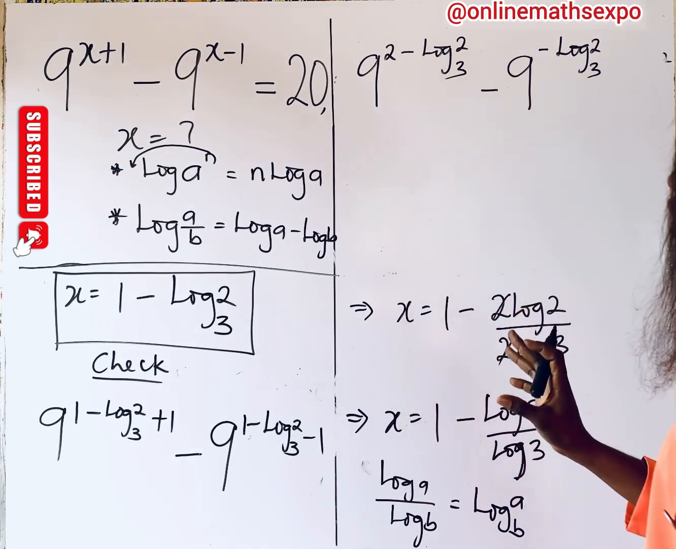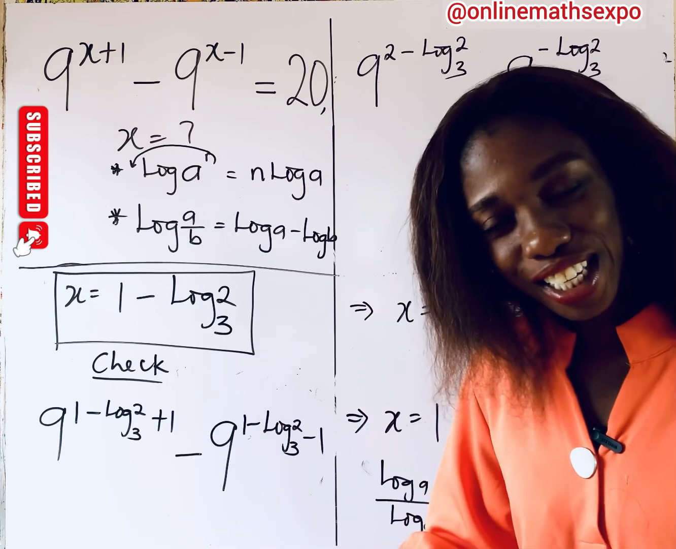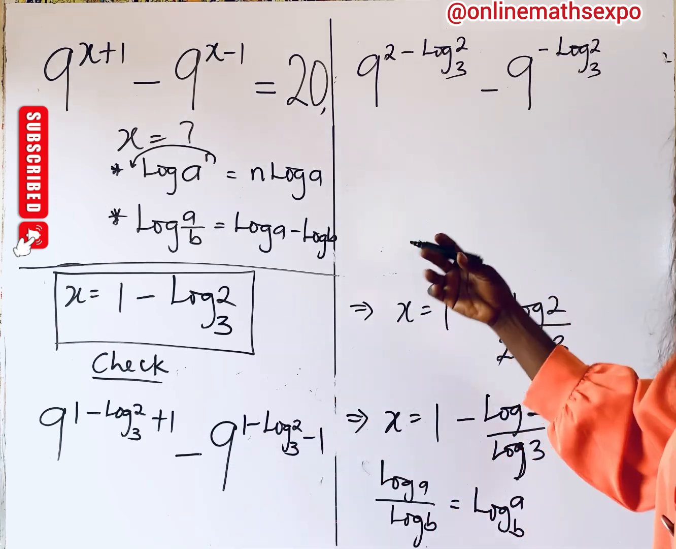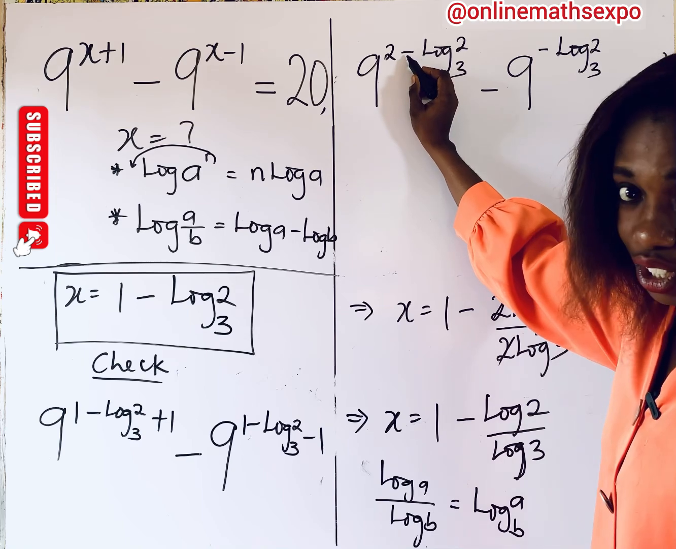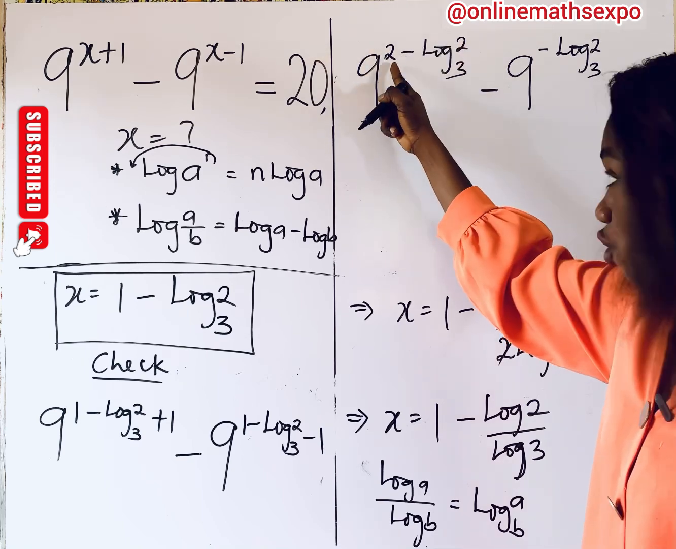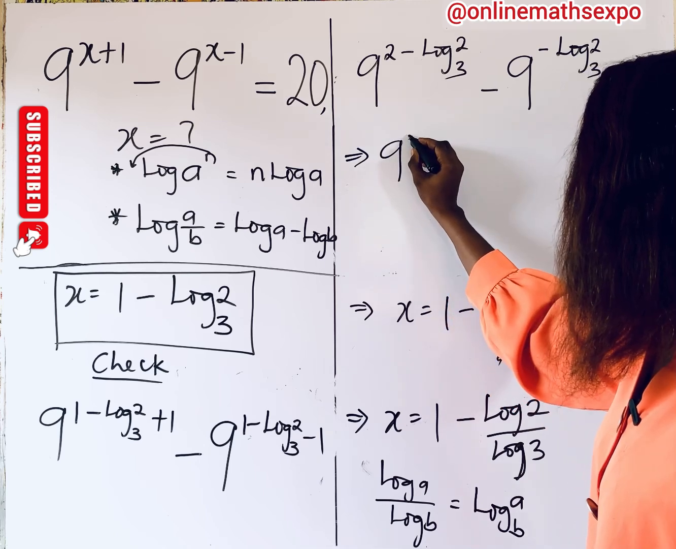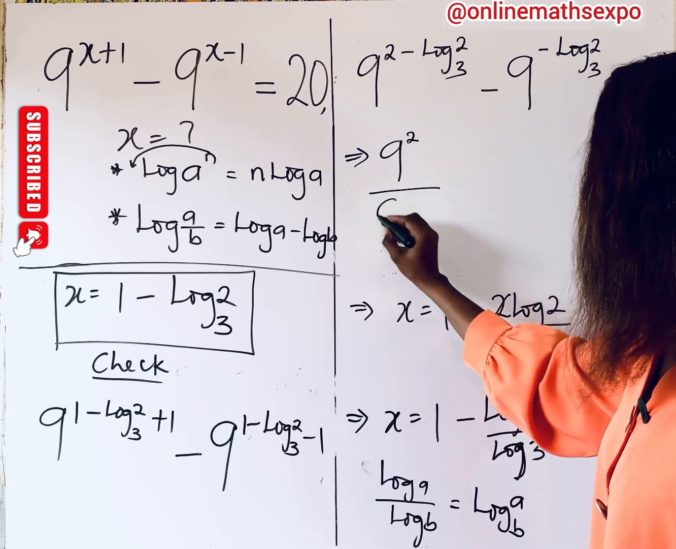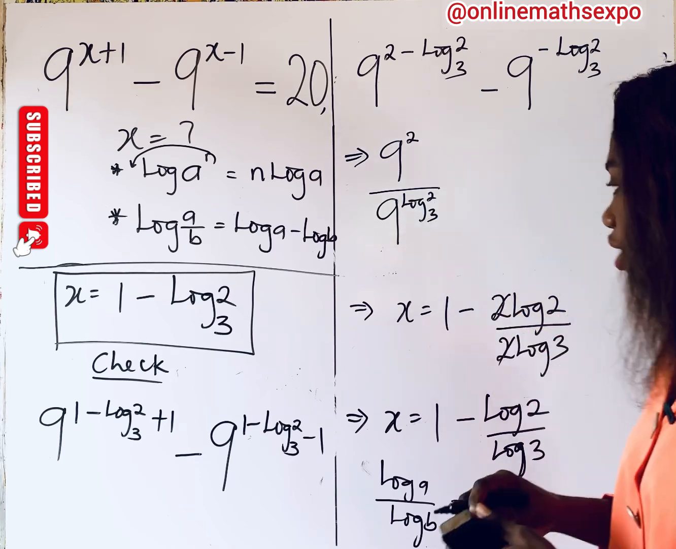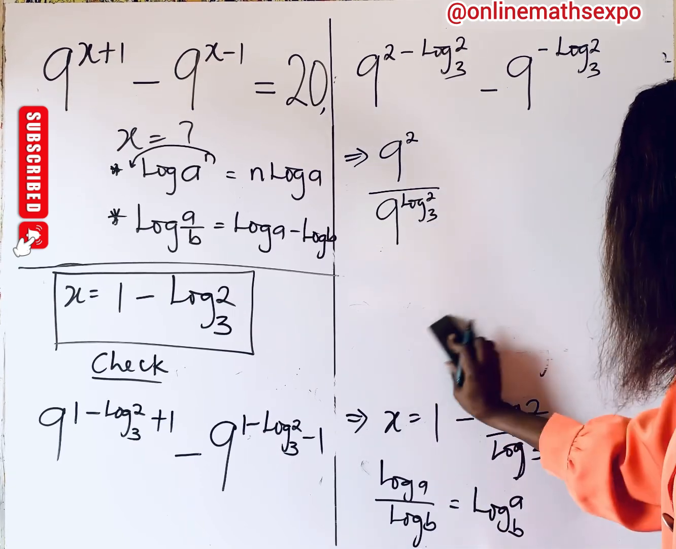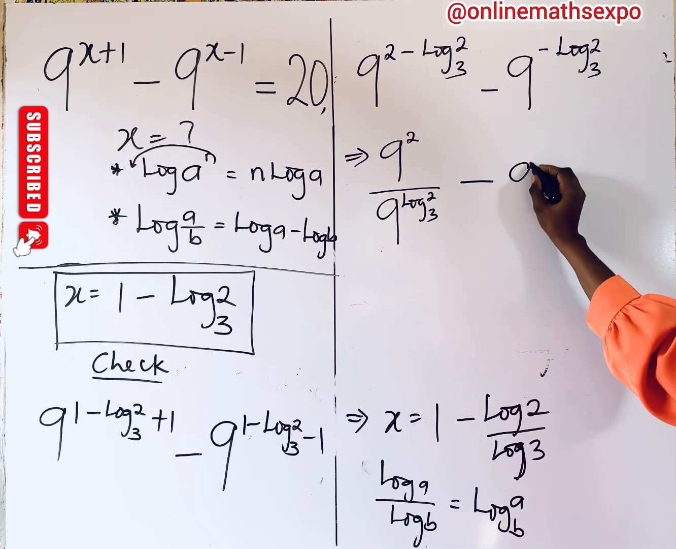So what we need to do again is we are going to still remember the rule of our indices, which we've already said at the beginning. Remember, this is power and this is subtraction. So we are going to divide when you see subtraction and the power. So this is going to give us 9 to the power of 2 divided by 9 to the power of log 2 base 3. Did you see it? Then for this, what do you do? This is minus, we have 9.